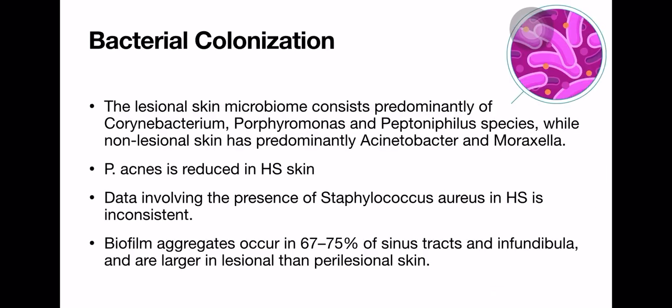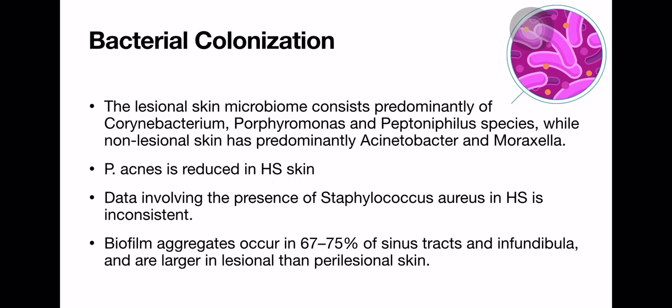Next would be the role of bacterial colonization in HS pathogenesis. So the cutaneous microbiome is significantly different in HS lesional skin, non-lesional skin, and patients without HS. The lesional skin microbiome consists predominantly of Corynebacterium, Porphyromonas, and Peptoniphilus species, while non-lesional skin has predominantly Acinetobacter and Moraxella. P. acnes is reduced in HS skin, potentially allowing pathogenic bacteria to flourish.